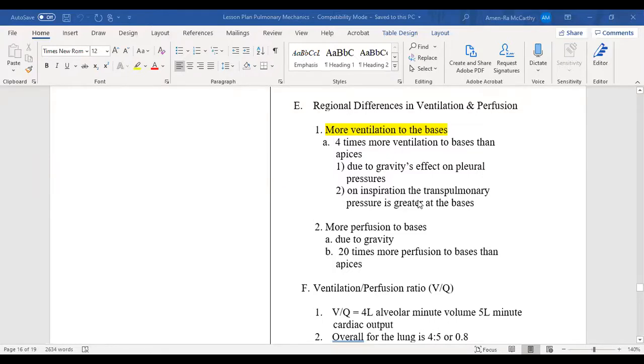So air has to go into the mouth, right? Well, not only that, but at the base of the lungs, it's even more negative than the top of the lungs. So that gas is still flowing down, finding the path of least resistance. So it's going to the lower side, okay? So that's why when you inspire, we have more ventilation at the bases than we do at the apices. And not only that, it's 4 times more, okay?